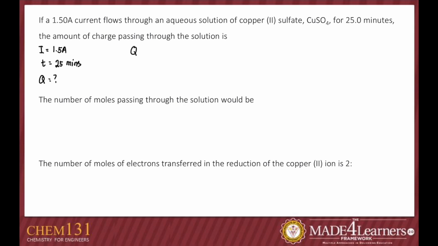So the formula for finding the charge is I times T, that's the current times the time, and this is 1.5 amperes times 25 minutes. But we have to remember that the time must be in seconds, so we have to convert, and we know that there are 60 seconds for every 1 minute. And using the calculator, we'll be able to get that the charge passing through the solution is 2,250 coulombs.